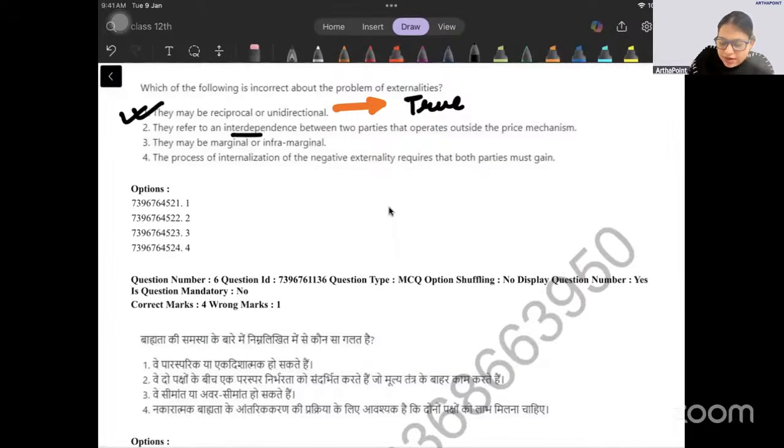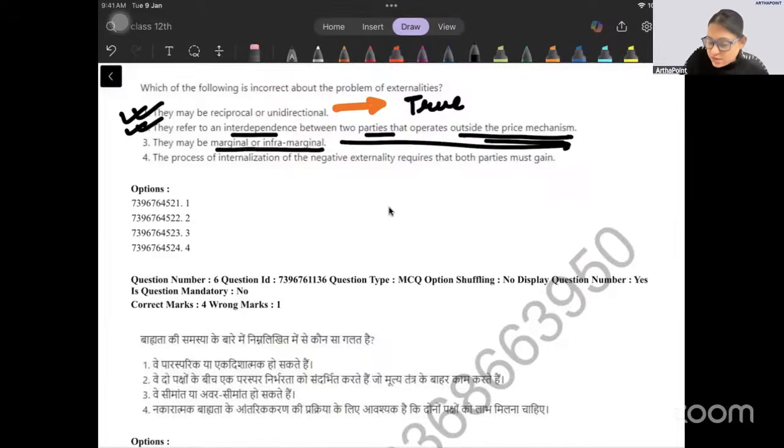They refer to interdependence between parties that exist outside price mechanism. Yes, that is why it is called a market failure, क्योंकि price mechanism का तो कोई role ही नहीं है, there is no role of price mechanism, right? So this is also correct. They may be marginal or inframarginal, ये भी correct है.